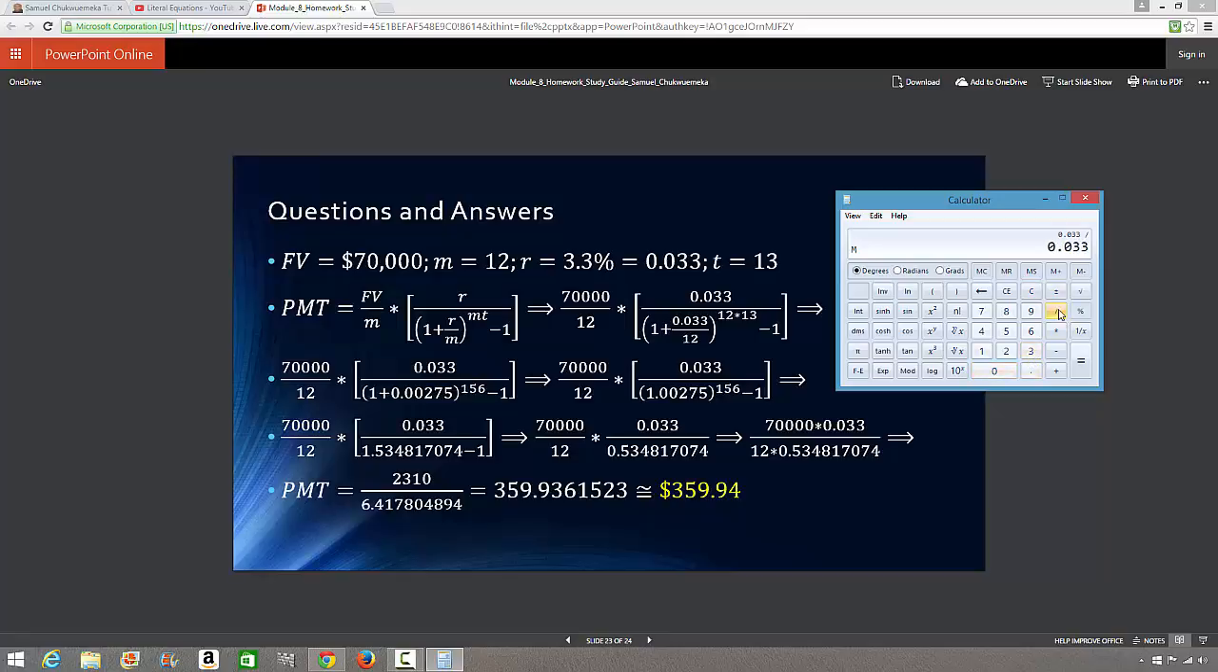0.033 divided by recall memory, okay? Recall memory equal to, gives me this. Now times 70,000 equal to, then divided by 12 equal to, see that? $359.94. So please practice on this.